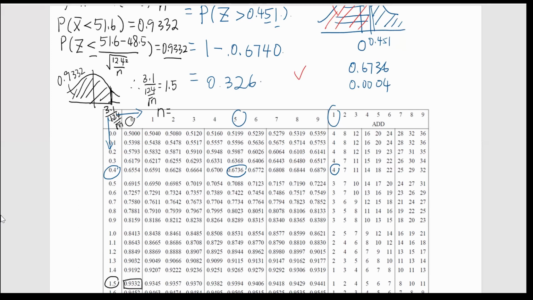Then taking 12.4 divided by this value and square it. So the sample size is going to be 36.